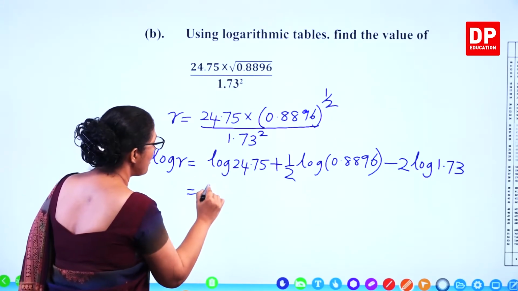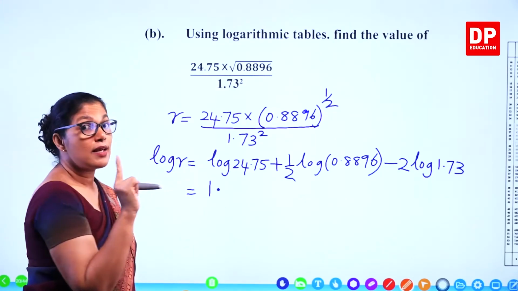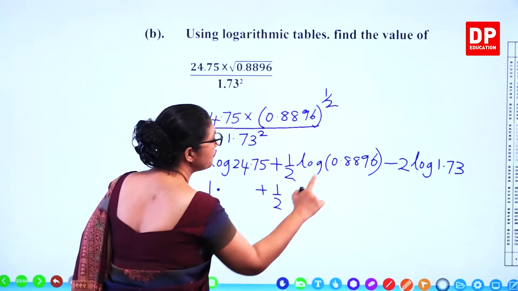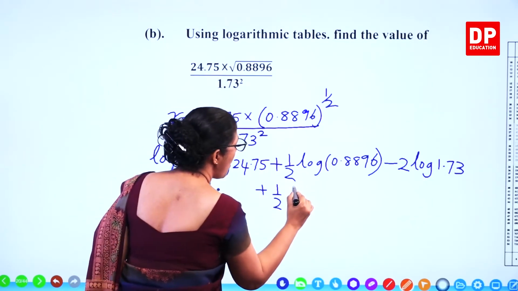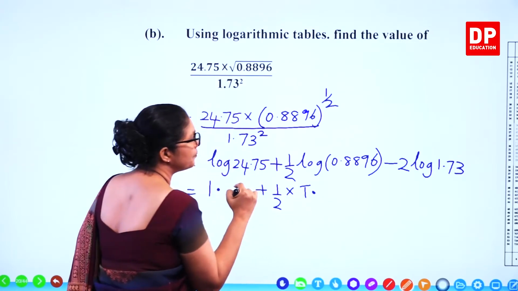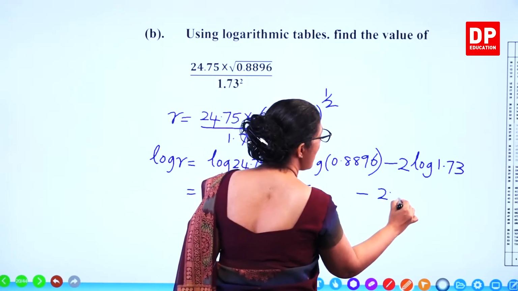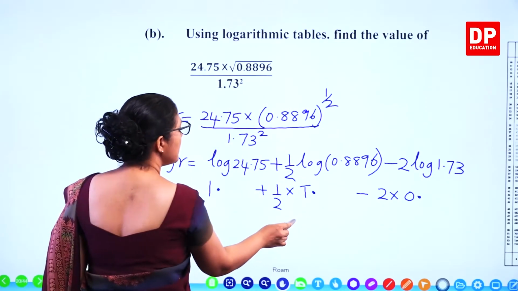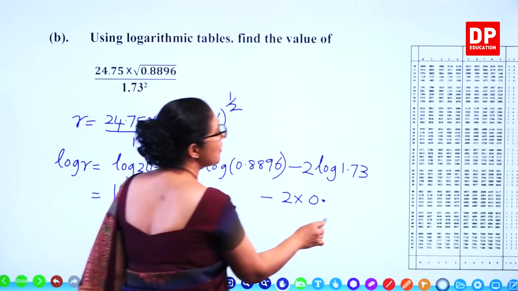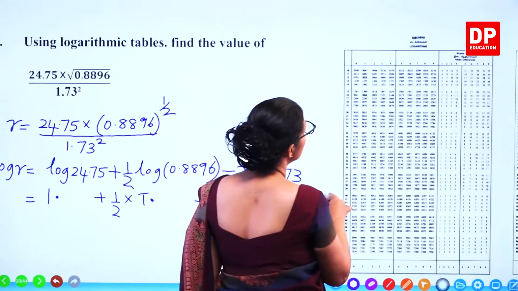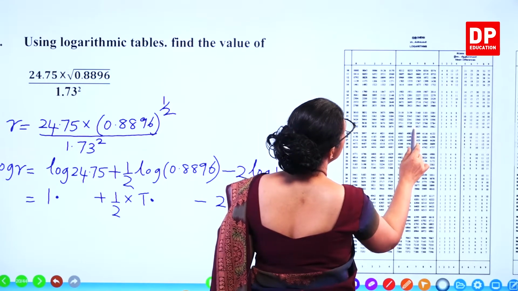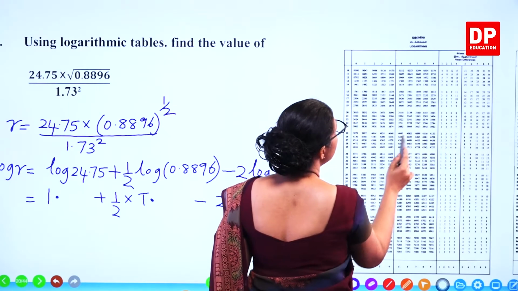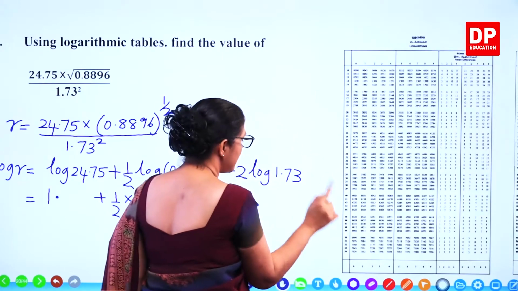So 24 means 1 point something you are getting, because you have to think about scientific notation. Half 0.8 means bar 1. 2 times log 1 point something means 0 point. Now we'll refer the table and get these values. 24.75. 24.7 and 5 is 9. Add 9. 39.36.